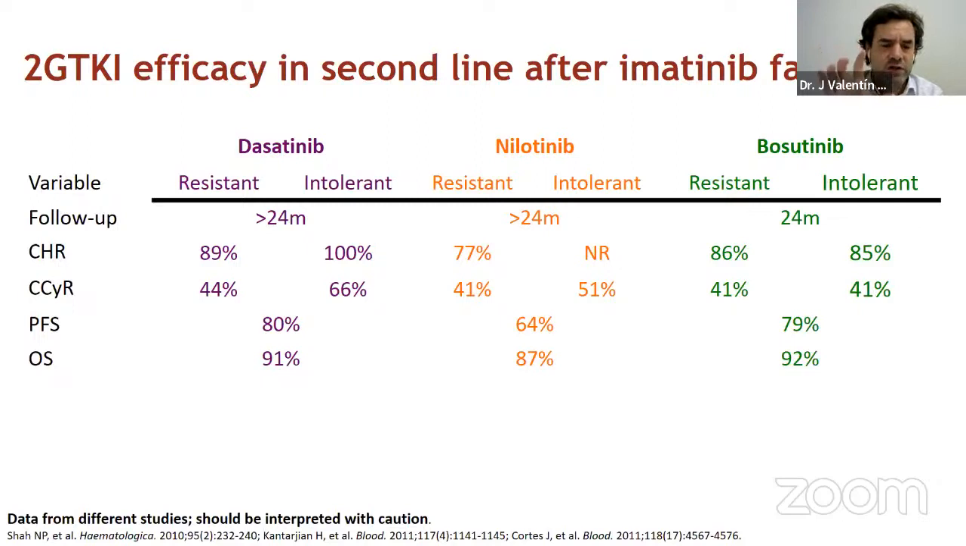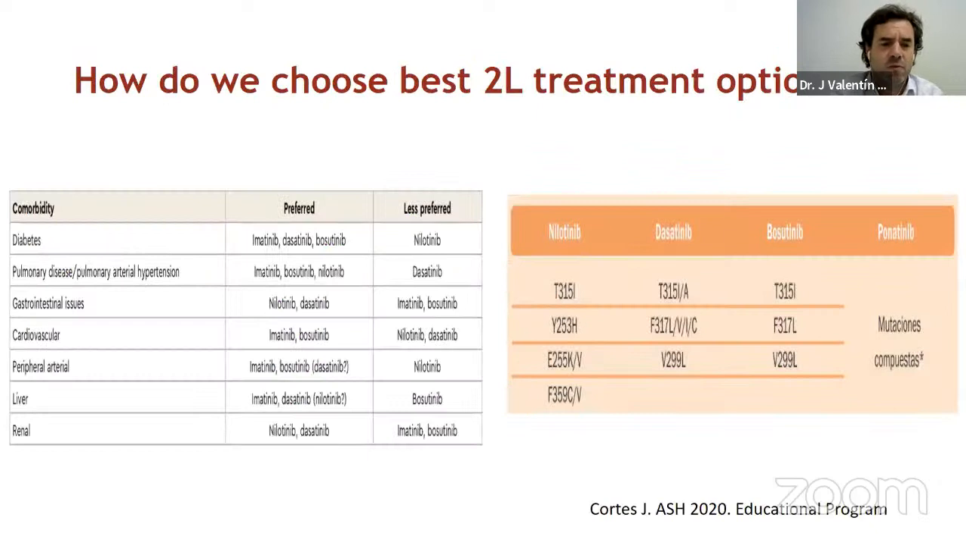And we need to focus on two different aspects. The first one is the patient's comorbidities. We know that all TKIs are related to specific adverse events, and these adverse events are more frequent depending on patient comorbidities. For example, nilotinib has been related to a higher probability of cardiovascular events compared to dasatinib and bosutinib. This is why, if a patient has a very high risk of cardiovascular comorbidities, nilotinib should not be considered.